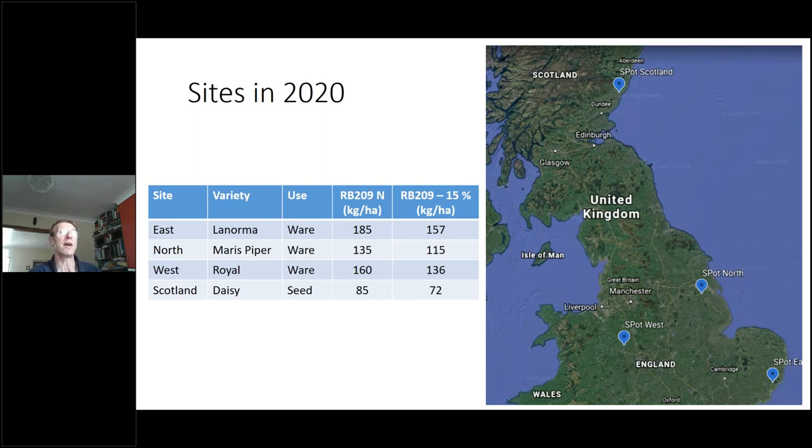Basically, there's an interaction there with what we've been doing with nitrogen levels. So all four sites have had an RB209 recommendation created for them based on variety, overwinter rainfall and summer rainfall, the soil type, and other combinations of factors of the site to influence that level of RB209 amount. So things like organic matter in the soil.